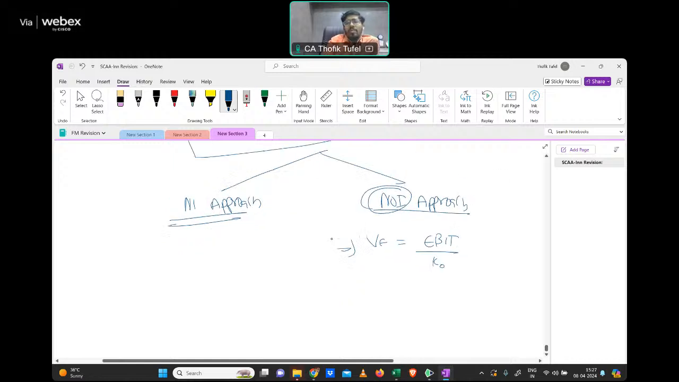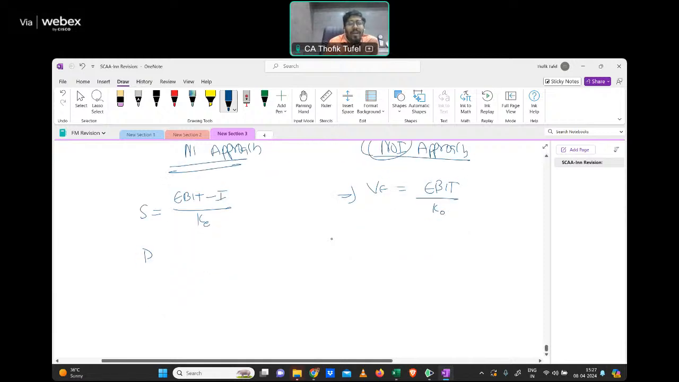Now, how will I find the value of the firm using the net income approach? First you do EBIT minus interest. This is net income, correct? Net income is EBIT minus I. Then EBIT minus I divided by KE, first you find the value of the equity. Then you find the value of the debt. Then value of the firm is equal to equity plus debt. This is the net income approach. This is the net operating income approach.